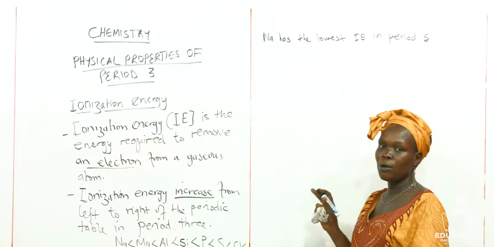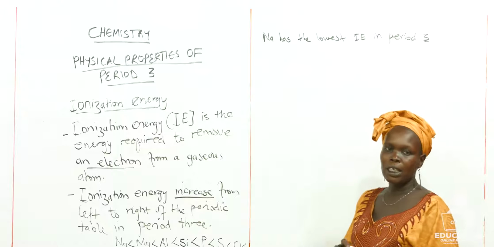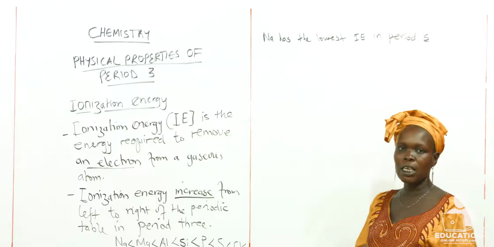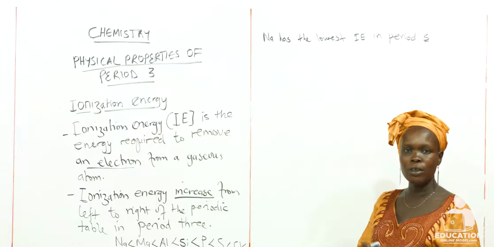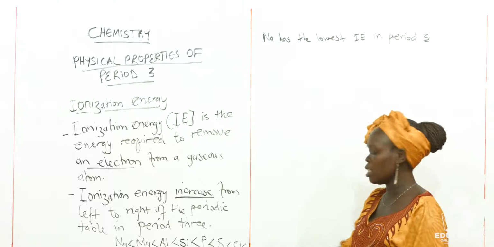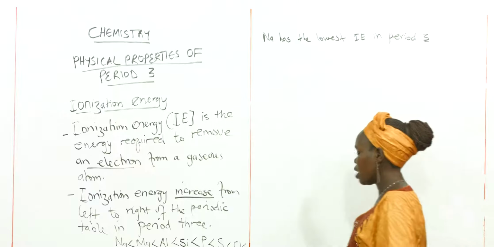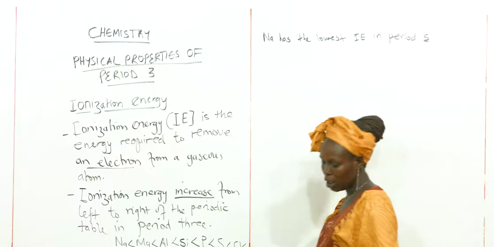So why can't we say argon? Because argon is an inert gas, and we know that inert gases have a complete outermost shell, so they neither lose nor gain electrons. So the one with the highest ionization energy is chlorine, at the right hand side of period 3.